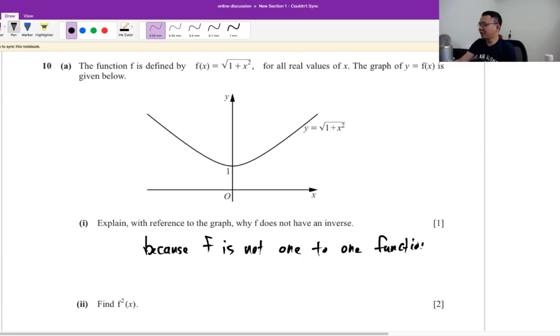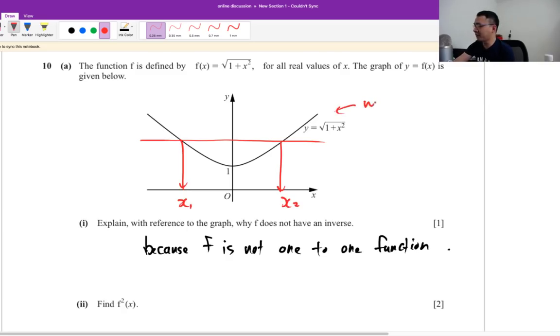Because an inverse only exists for a one-to-one function. This is not one-to-one. How do I know this is not one-to-one? Because you can see for one y value, I actually get two x values. I get x1 and x2. So this curve is many-to-one, so it cannot have an inverse.